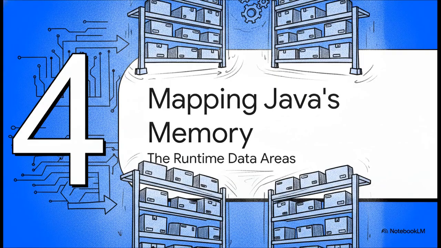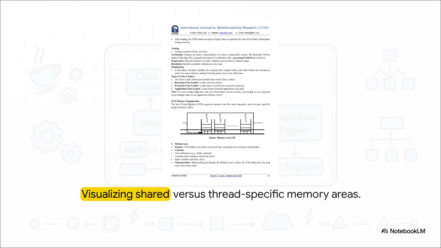Which brings us to part 4, mapping Java's memory. Now, what's really interesting about this layout is the strict architectural separation between shared memory and thread-specific memory. The method area and the heap, those act as these massive shared pools for the entire application. But right above that, totally isolated inside each individual thread, T1, T2, all the way up to Tn, are dedicated stacks and PC registers.